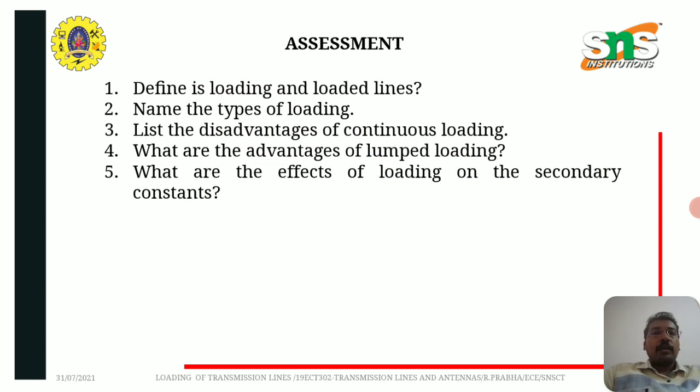Assessment. First question, define loading and loaded lines. Second, name the types of loading. Third, list the advantages and disadvantages of continuous loading. Fourth, what are the advantages of lumped loading? And fifth, what are the effects of loading on the secondary constants?